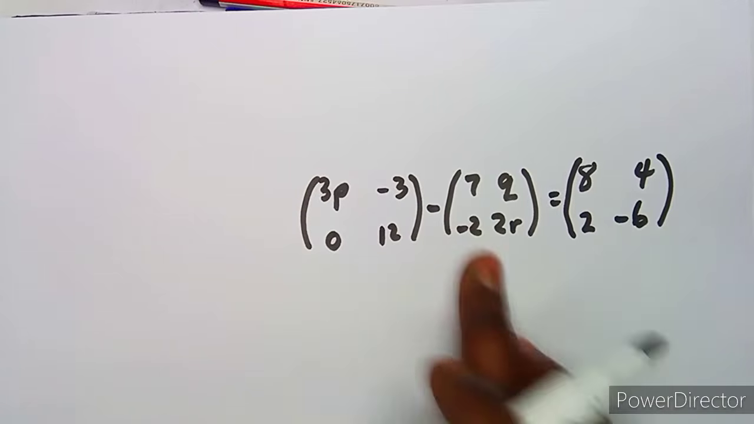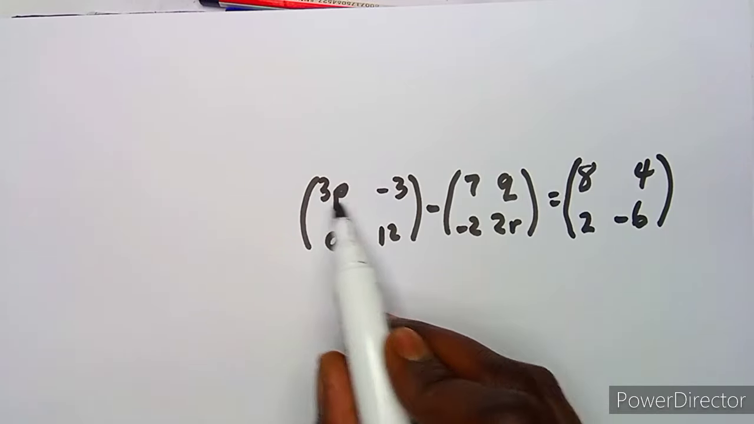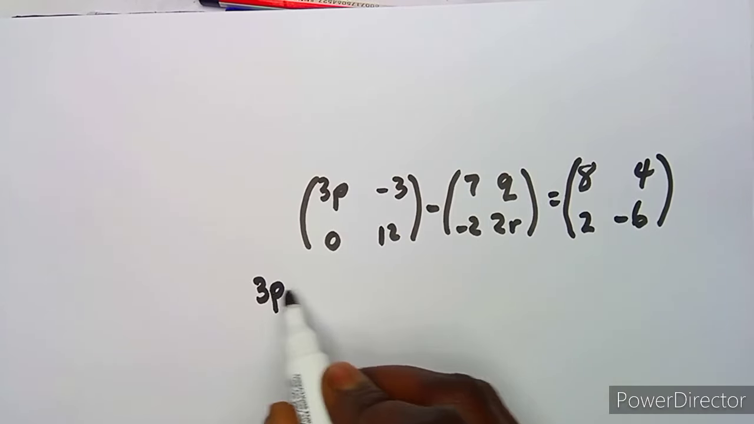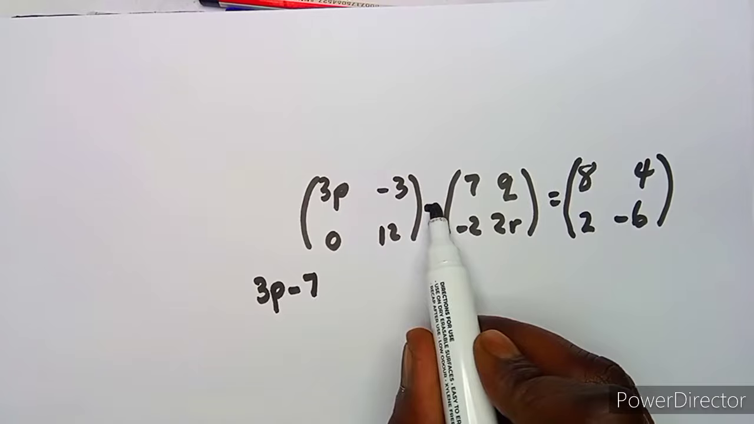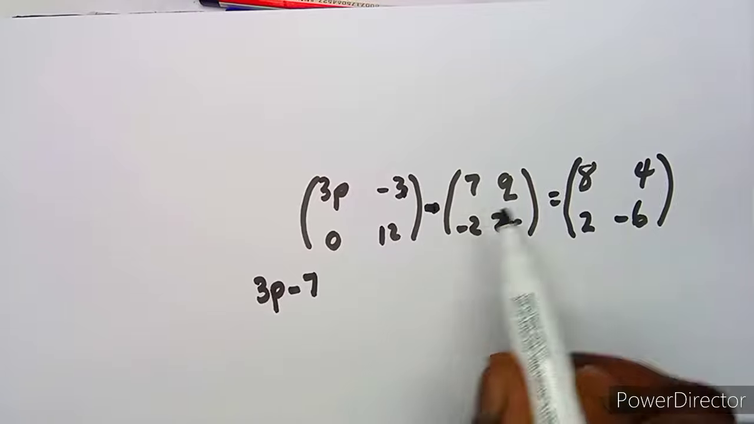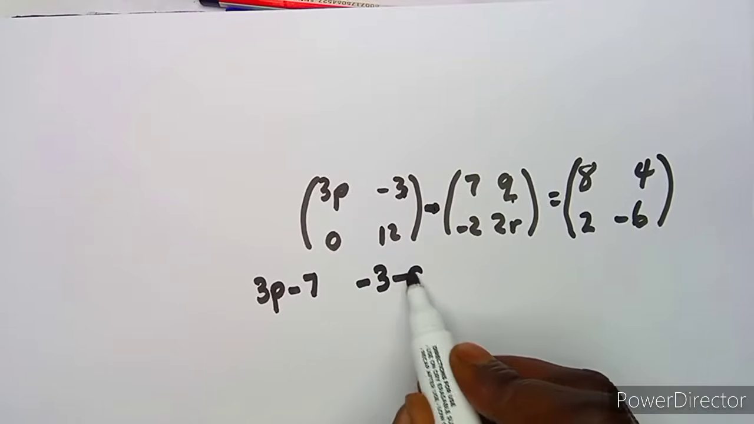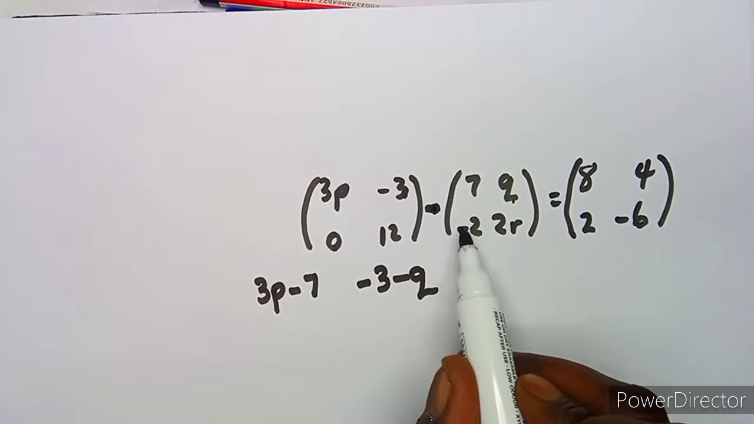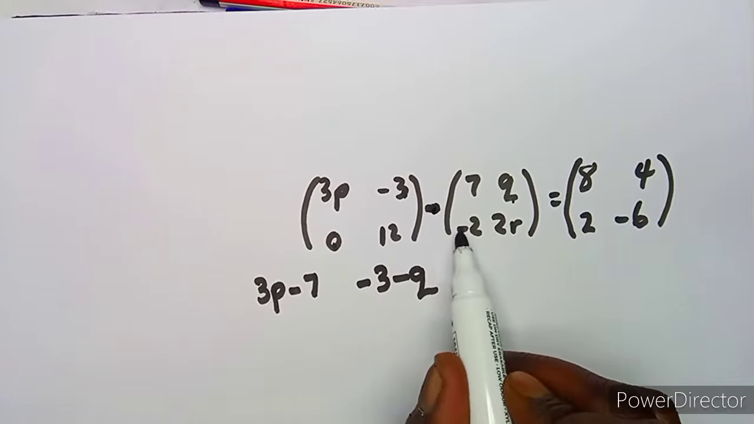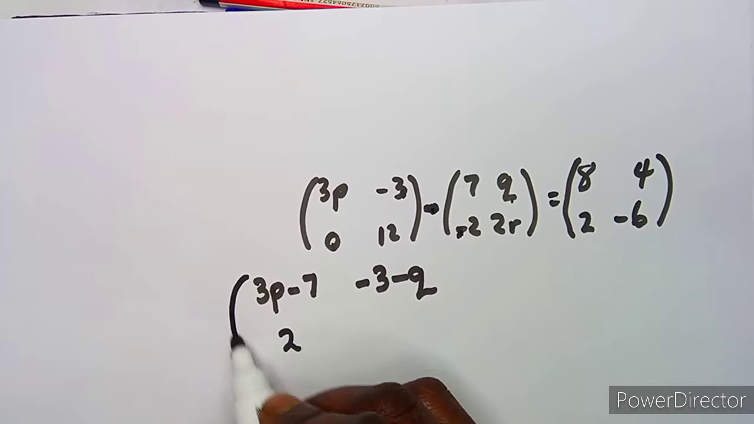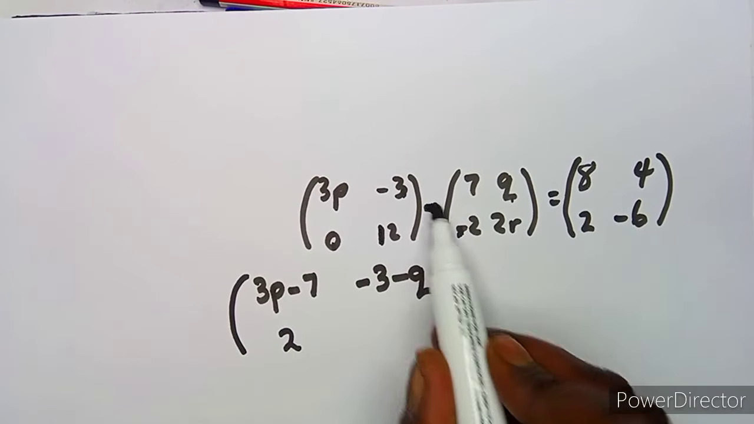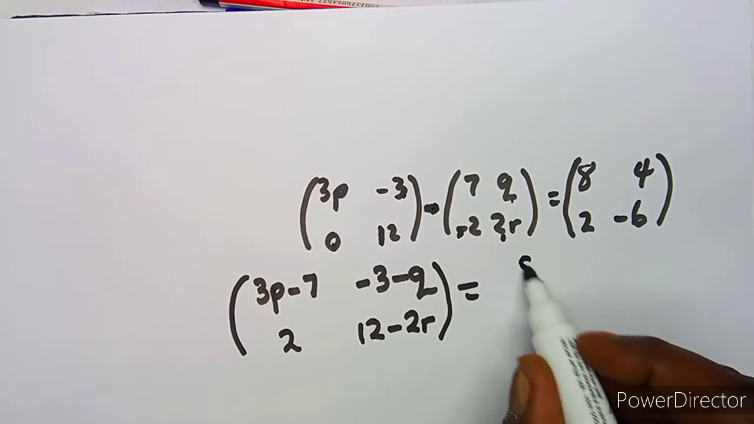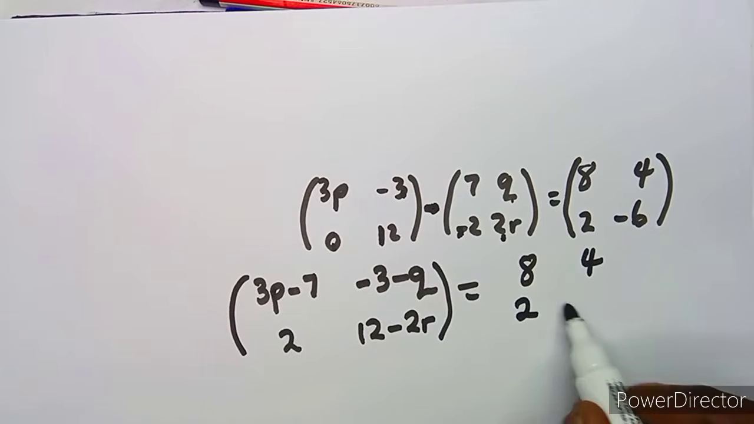So now we can combine these two, add. That's 3p minus 7. This is not going to change. So it's 3p minus 7. There's nothing that we can do. Okay. Minus 3 minus q. So nothing also, there's nothing that we can do. Just combine like that. Then we've got 0 minus minus 2. So these ones can be combined because it's now 0 plus 2, because it's minus minus, which is now 2. Okay, we move on to 12 minus 2r. So this one, you can't combine it again, so you just leave it like that, which is equal to 8, 4, 2, minus 6.